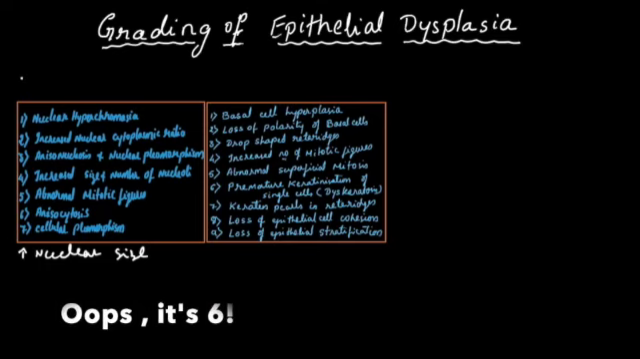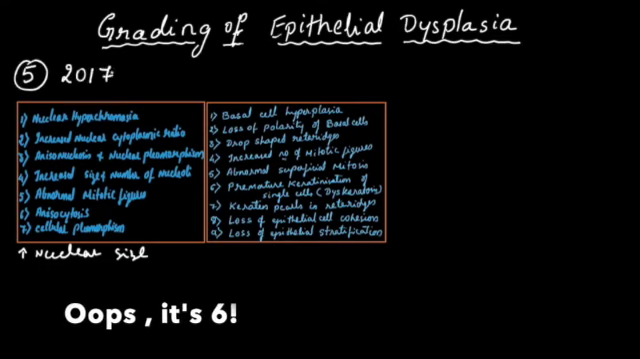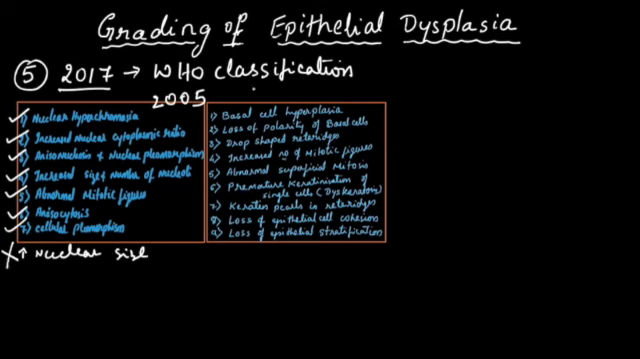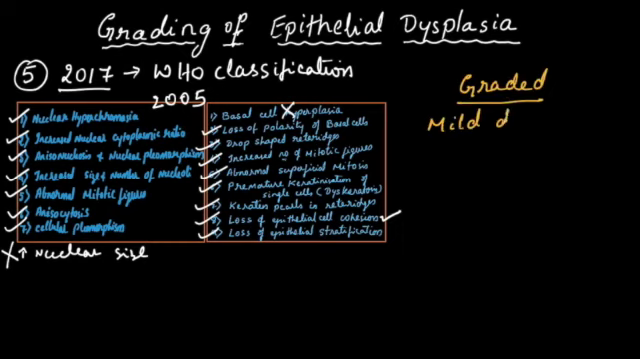Next we have the fifth system, that is basically the 2017 modification of WHO classification, which is basically a modification to the 2005 classification. That is, all these dysplastic features that we are seeing are all included, and in this 2017 classification the increased nuclear size is removed. Further, basal cell hyperplasia is not included, and they consider loss of epithelial cohesion as one of the features, and graded epithelial dysplasia into just mild dysplasia, moderate dysplasia, and severe dysplasia.